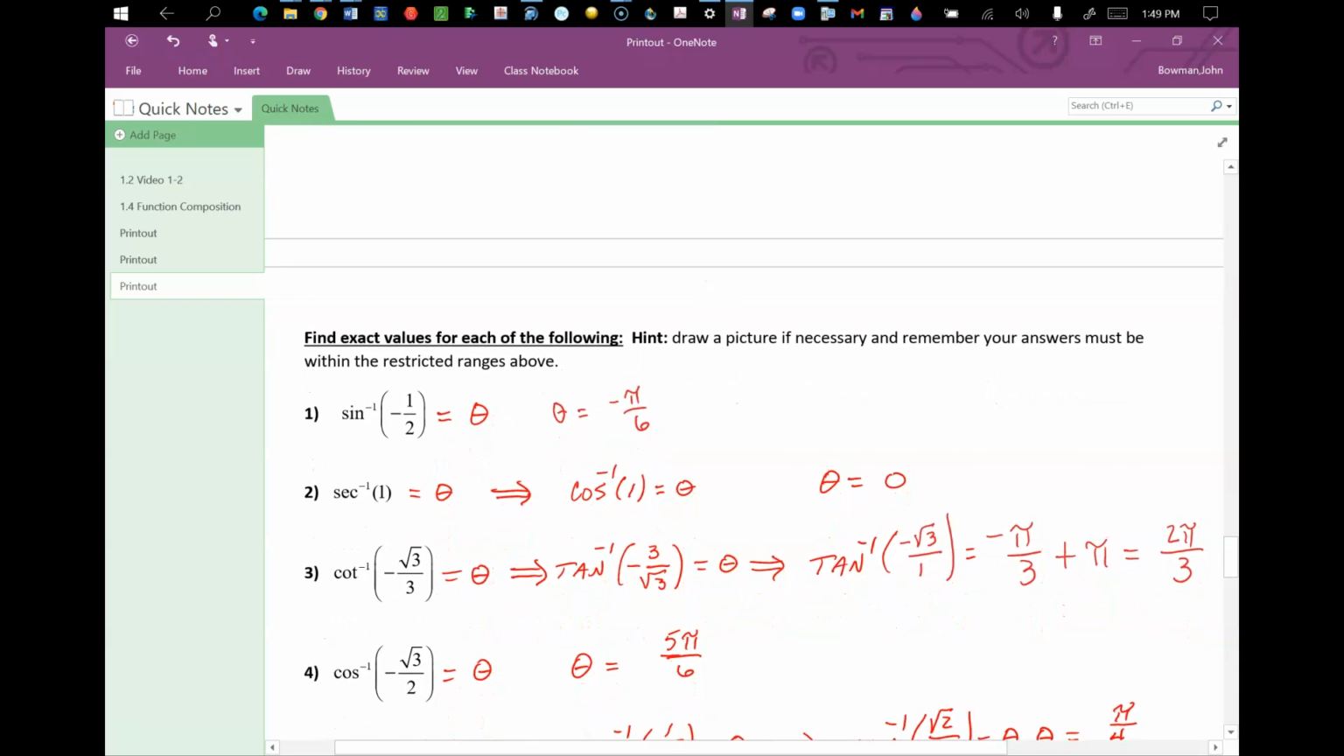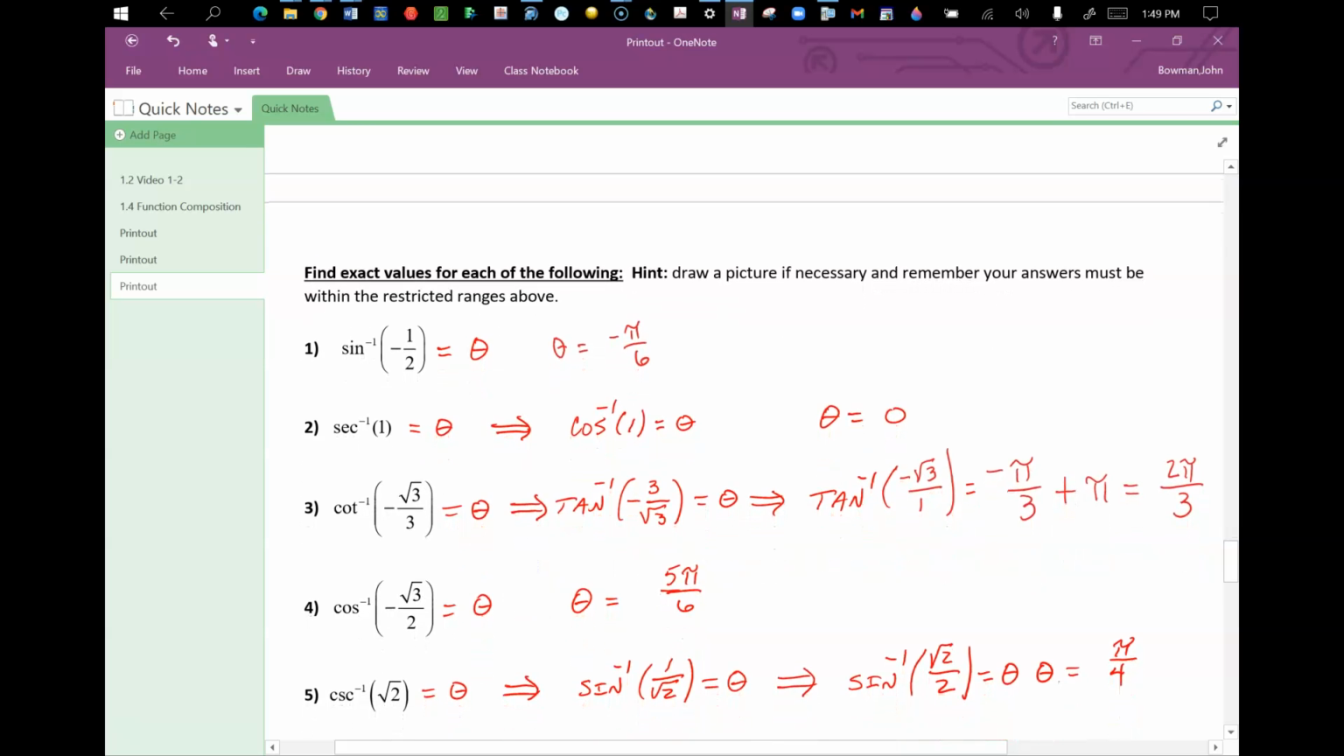Number 4: what angle between 0 and pi, in the first or the second quadrant, has a cosine of negative root 3 over 2? Well, we know that would have to be in the second quadrant because the cosine's negative, and that angle would be 5 pi over 6.